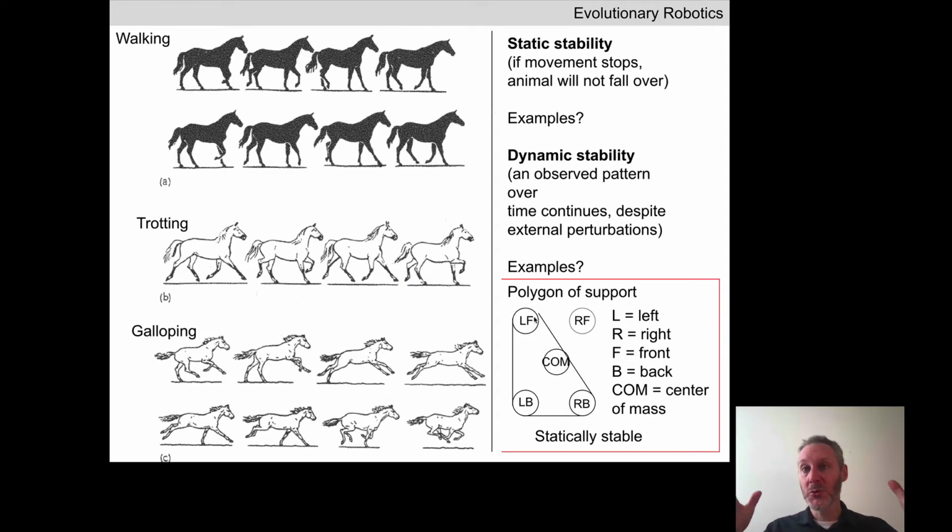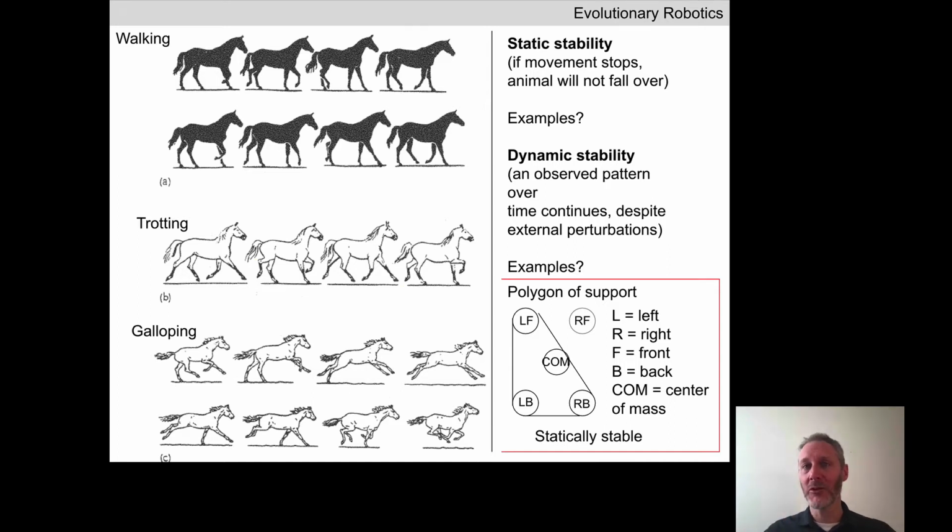If the horse was running on a treadmill where we were able to measure the weight of the horse at that time, or the amount of pressure on each of these three feet, we could work out the center of mass of the horse. If the center of mass is within the polygon of support and that animal becomes immobile, it is statically stable.